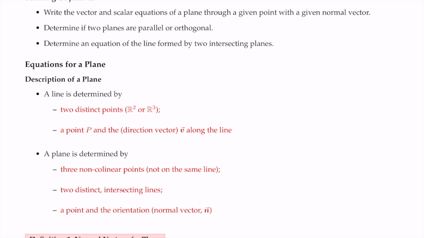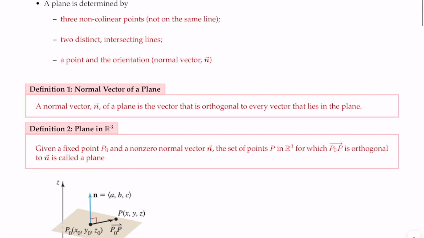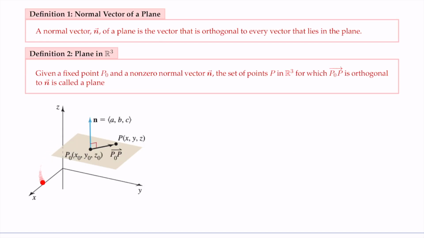And a plane is determined by three non-collinear points. That means these three points are not on the same line. Or it can be determined using two distinct intersecting lines, or using a point and the orientation, or a normal vector. So what is a normal vector? A normal vector n of a plane is the vector that is orthogonal to every vector that lies in that plane. Let's take a look at this image.